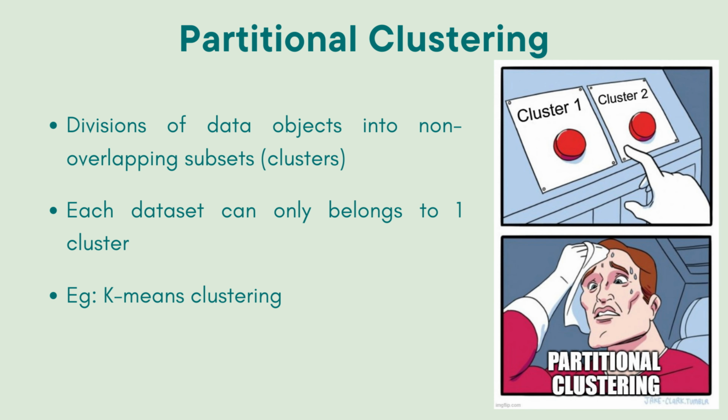Partitional clustering is a type of clustering. It refers to the division of data objects into non-overlapping subsets, which are also known as clusters. Each data point can only belong to one cluster. An example of partitional clustering is k-means clustering.